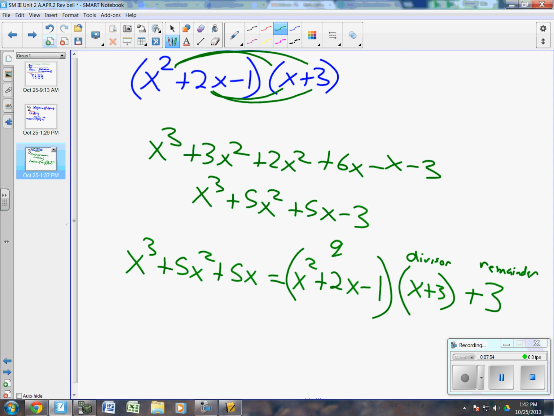Why is it the quotient? Because it said it was the quotient. Well, okay, go back to the top right here. Audrey, go back to the top.